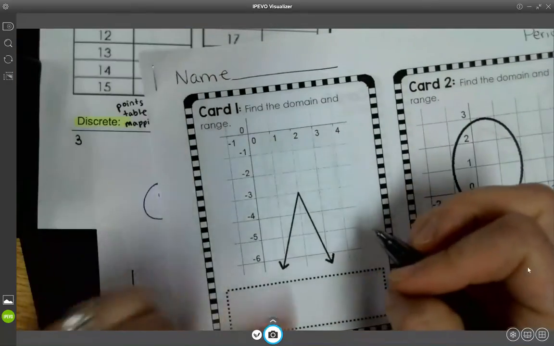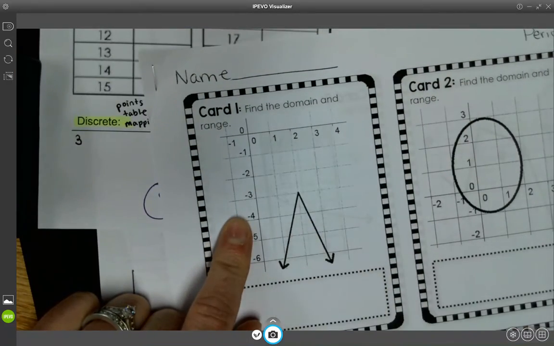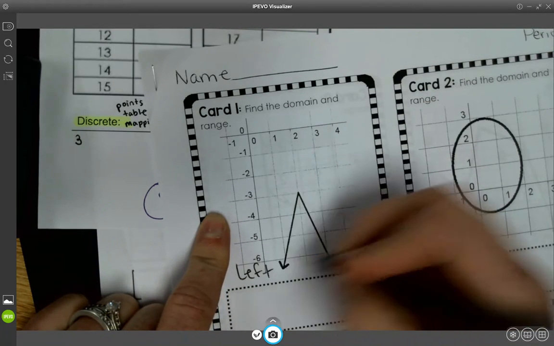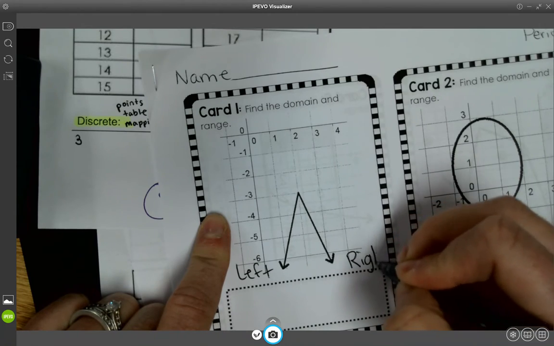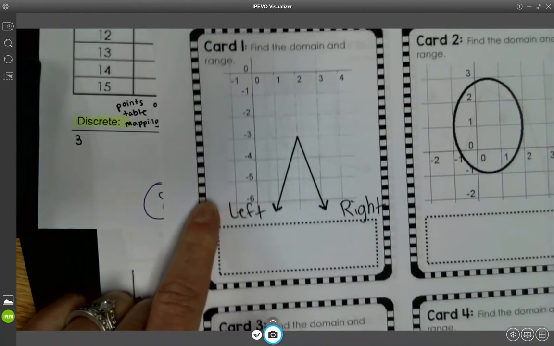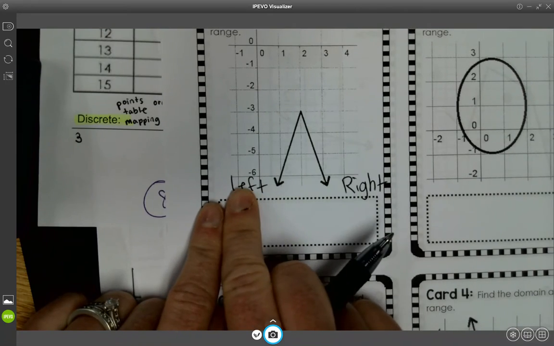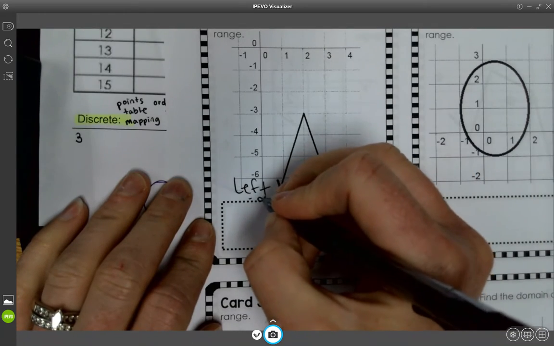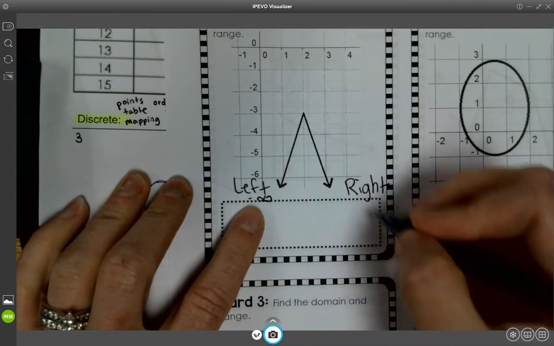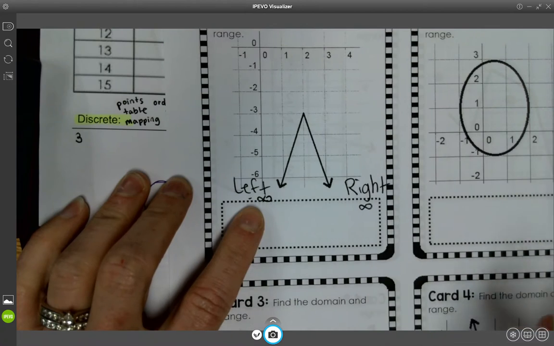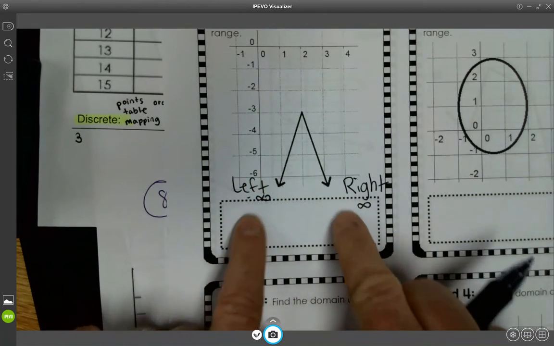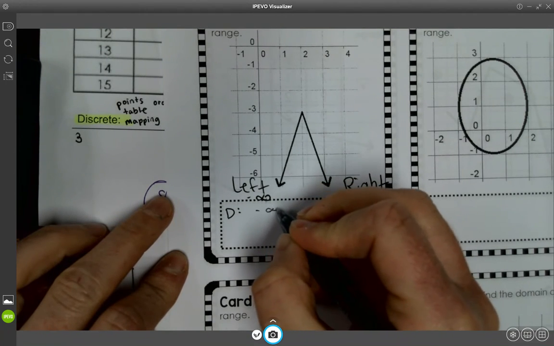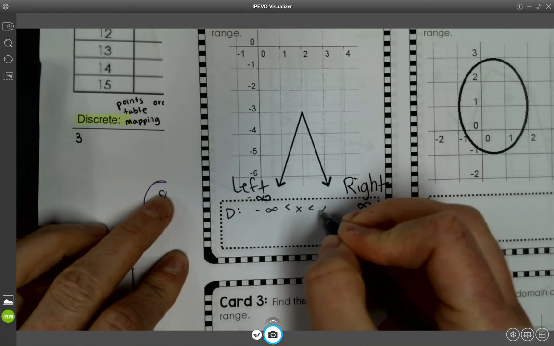I don't remember, so I'll go ahead and do it anyway. For domain, it is left and right. Going left is the negative direction, so it's negative infinity. The right is positive infinity because it's going left and right forever, forever, forever. So our domain is negative infinity is less than x is less than positive infinity.